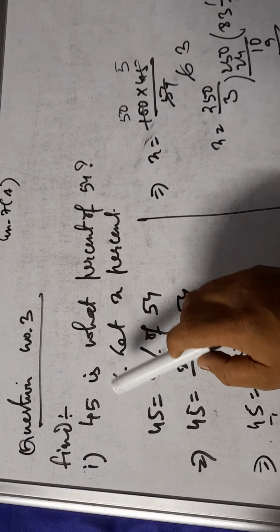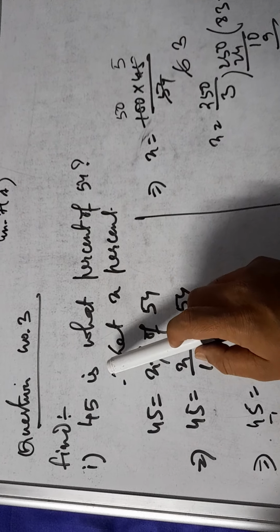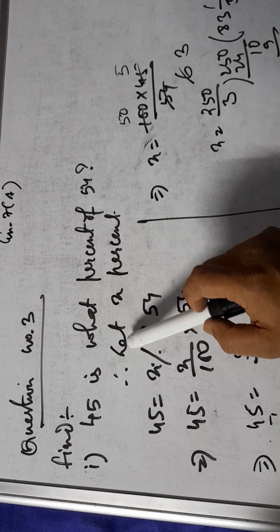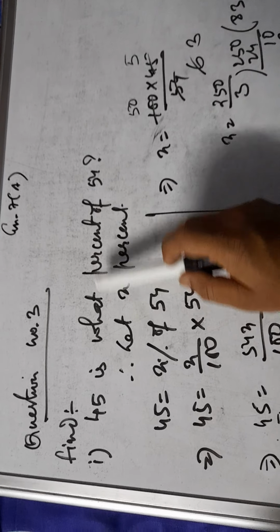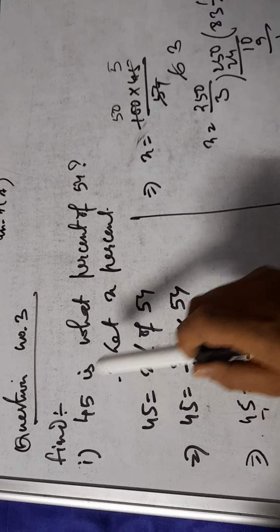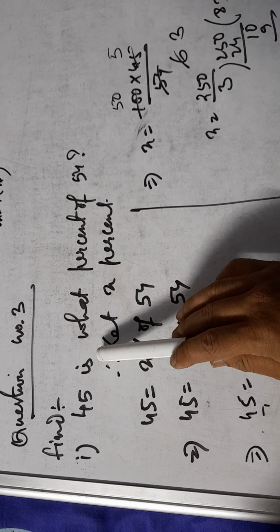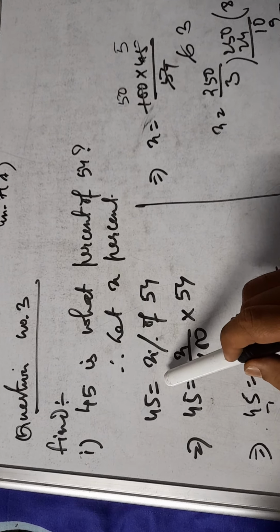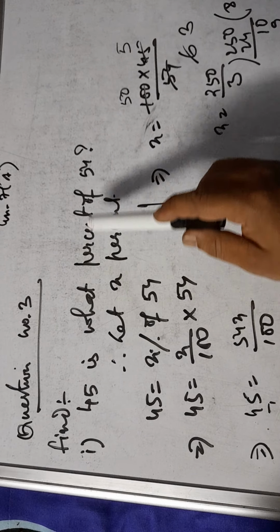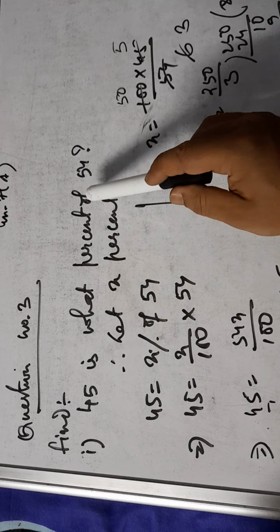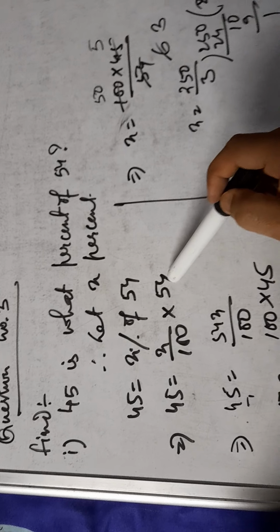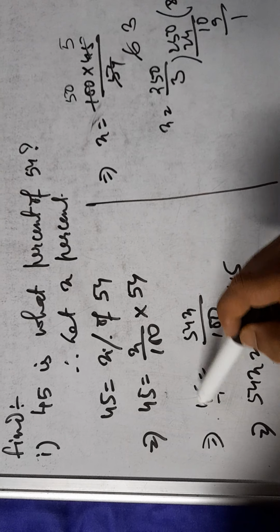So here it is given, 45 is what percent of 54. Here it asks what percent of 54, so we can take it as let x percent. Okay, what percent means x percent of 54. So according to the question we can write 45 is, and 'is' in mathematical terms means equal to. What percent means x percent of 54. So x percent converted into a fraction is x by 100 into 54, and 'of' converts into multiplication, equal to 45 by 1.